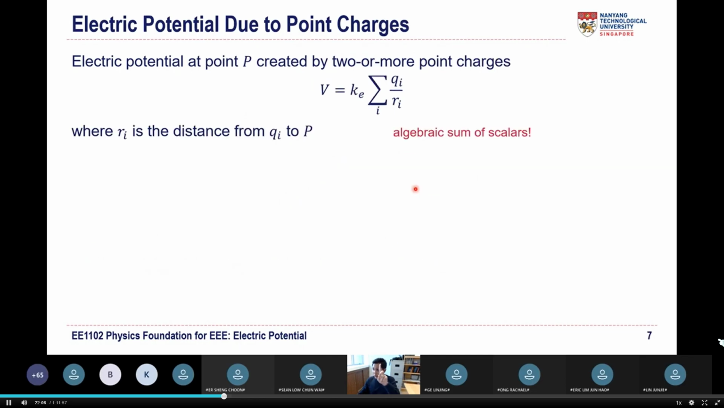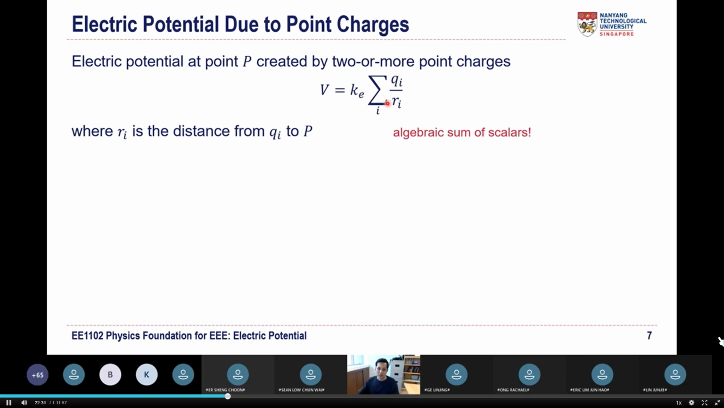So that's just for one charge. Now, what if we have two or more point charges? Then you need to do an algebraic sum. Because V is not a vector quantity, you can simply add them algebraically. Of course, if one charge is positive and the other one is negative, you need to subtract them.